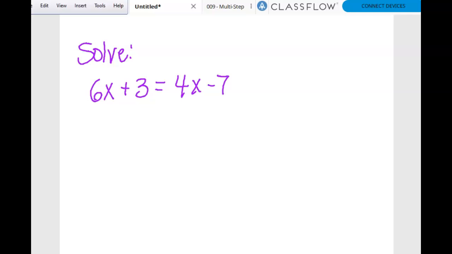So I'm hearing subtract the 4x, but I also heard somebody say subtract the 3. Does it matter which one I do first? It doesn't. X's on one side, numbers on the other. Does it matter if the x's go to the left or the right? It doesn't matter. So I'm going to move these x's to the left, and I'll tell you why I do it: I usually try to move so the x's stay positive. Okay? So I'm going to subtract the 4x.